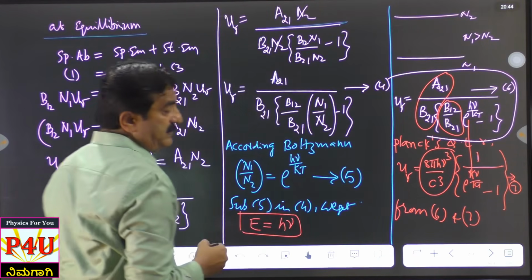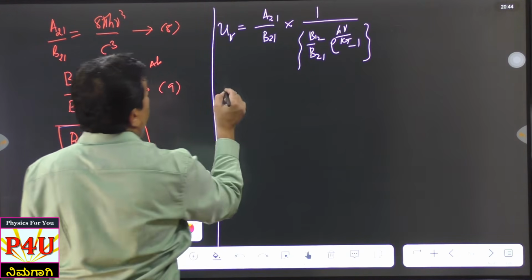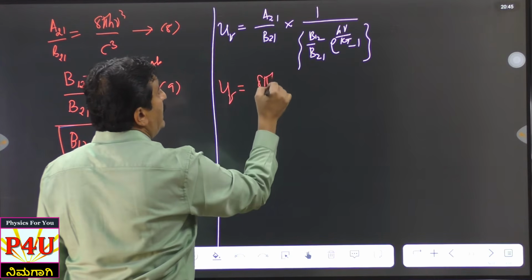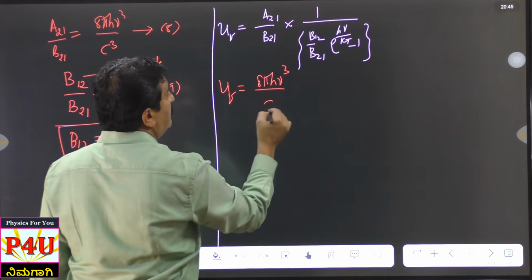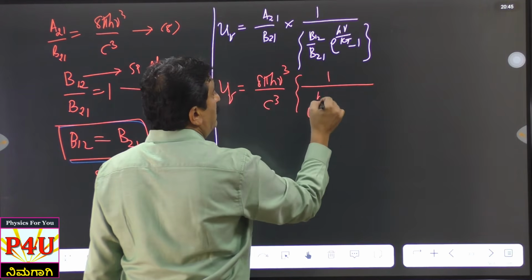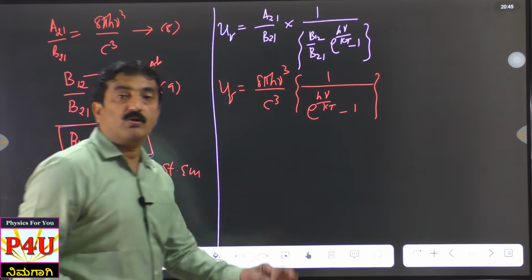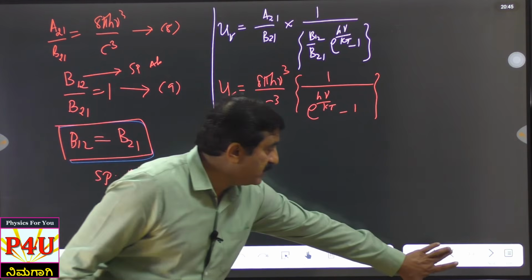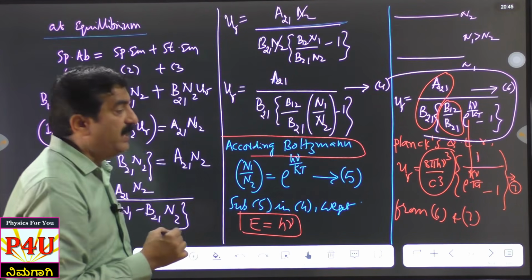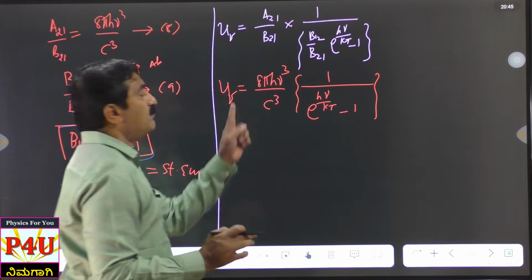That is equation number 6. Next, according to Max Planck, U gamma is equal to 8 pi h nu cube divided by c cube into 1 divided by e to the power of h nu by kT minus 1. This also you can borrow directly. Like the Boltzmann equation, which in the previous step I borrowed straight away, like that you can borrow Planck's quantum theory of radiation equation from quantum theory.